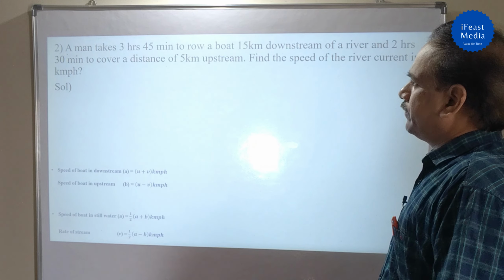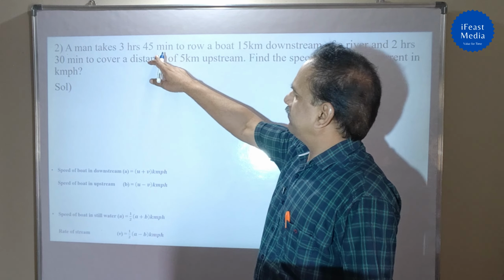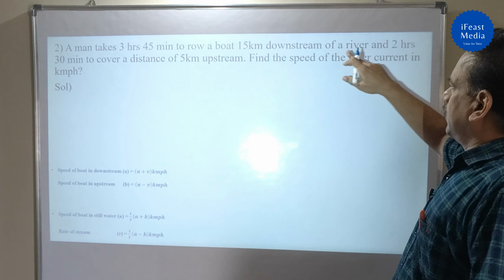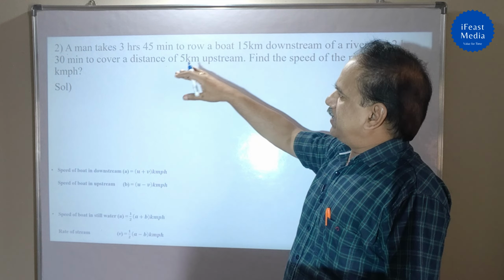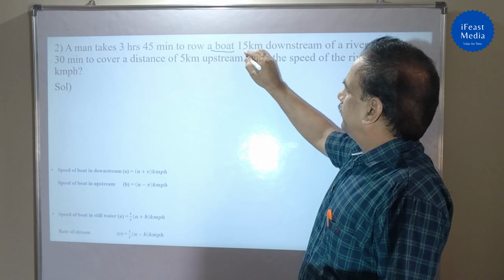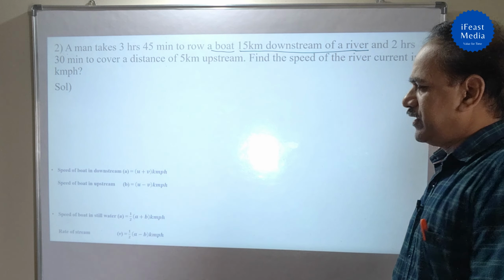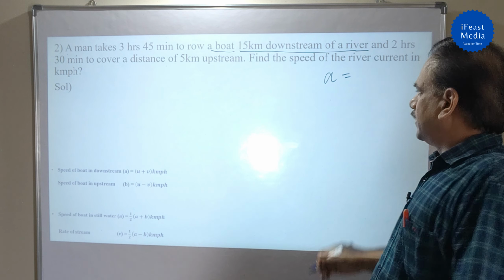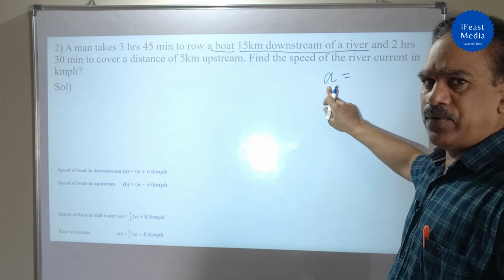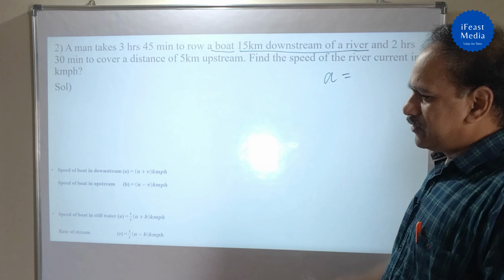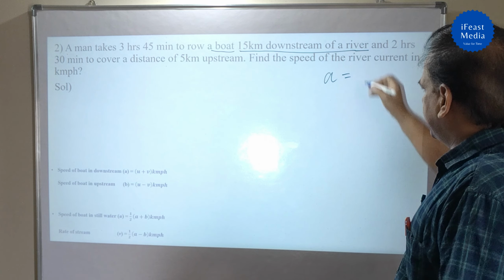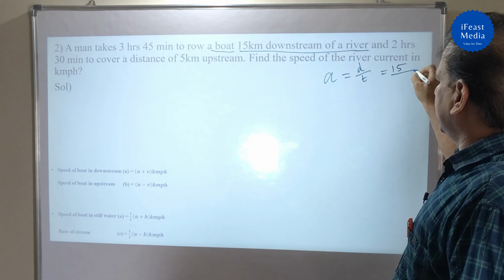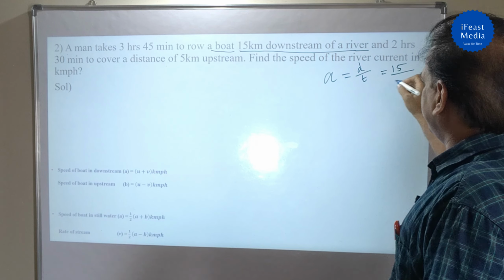Right? Coming to the second problem, a man takes 3 hours 45 minutes to row a boat 15 kilometers downstream of a river. That means what you are given here, again given A but not directly like in the previous problem. What is A? A is the speed of the boat in downstream. But speed is equal to distance by time, d by t. So distance is 15 kilometers, time is 3 hours 45 minutes.